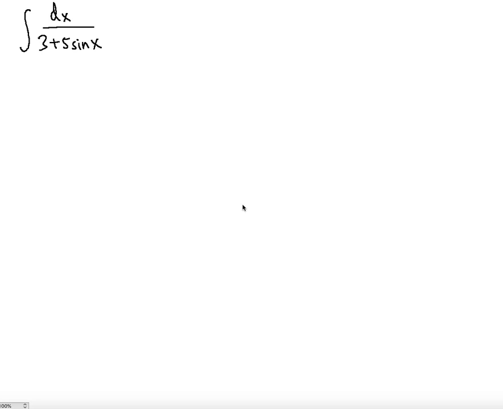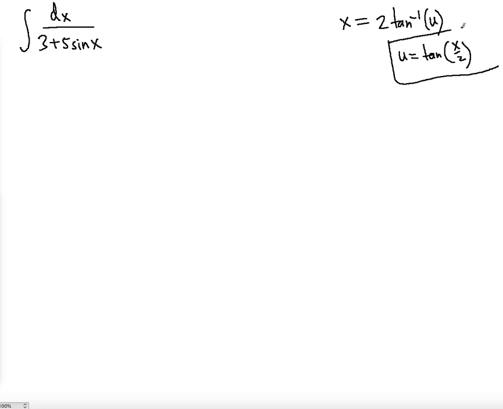How do you find the antiderivative of 1 over 3 plus 5 sine x? First thing is to use the substitution x is equal to twice the arctangent of u. Okay, and how would you find that? You find that by first realizing that u is equal to tangent of x over 2. So that would be your first substitution, and then you would use the arctangent to solve for x.